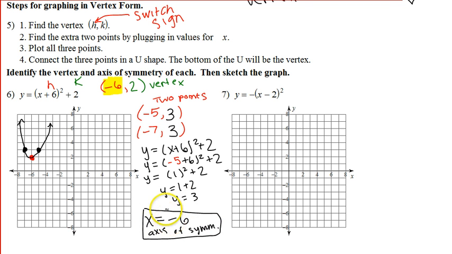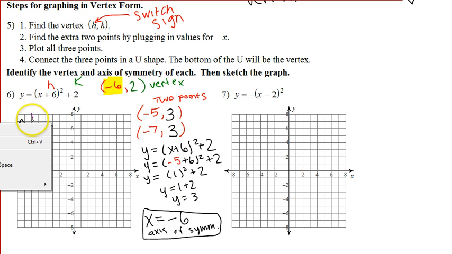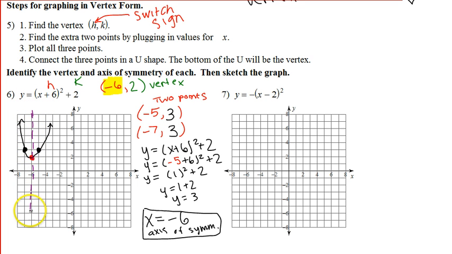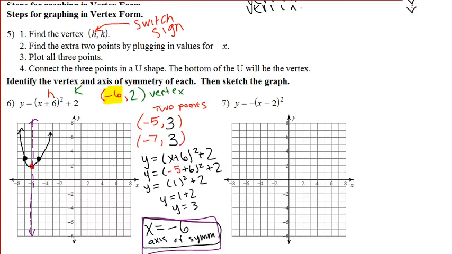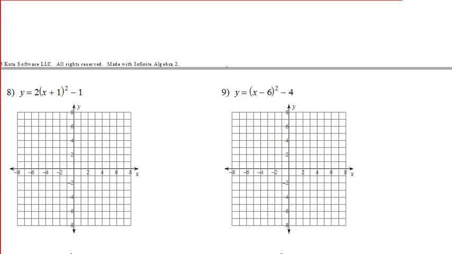And if we were to graph the line x equals negative 6, you don't have to, but I'm just going to show you. I'll do it in purple. X equals negative 6 would be a vertical line that goes through negative 6 on the x-axis. Notice how it splits up that parabola in half. You could fold each side into each other. So that's how you graph using vertex form.